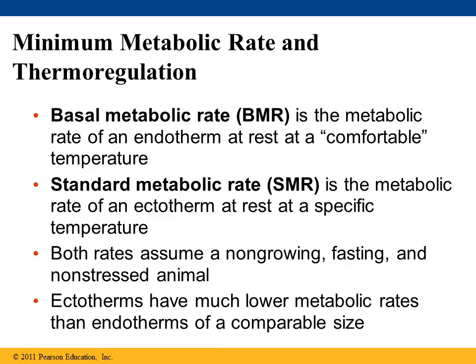So let's define two terms. Basal metabolic rate, or BMR, is the metabolic rate of an endotherm at rest at a comfortable temperature. And then the standard metabolic rate is the metabolic rate of an ectotherm at rest, okay, at a specific temperature. So SMR is for our ectotherms, and BMR is for our endotherms. Now both rates assume that the animal is not growing, that it's fasting, not eating, and that it is not stressed. Now ectotherms have much lower metabolic rates than endotherms of comparative size.